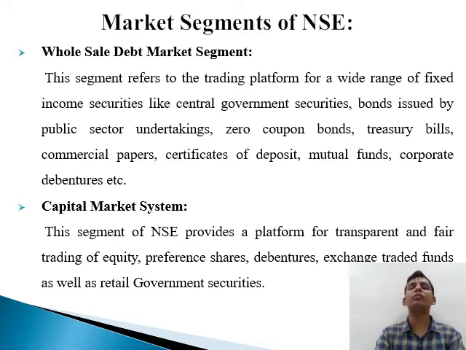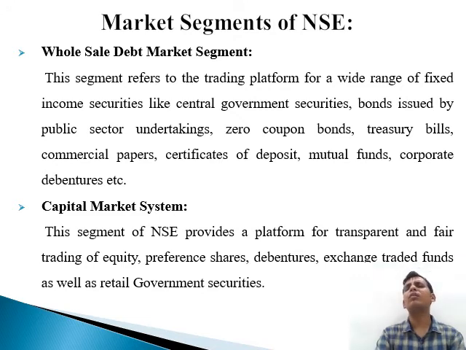The second market is the capital market system. Again, this system of NSE provides a platform for transparent and fair trading. So what are the various securities being traded or available in the capital market system? It can be equities, debt, preference shares, debentures, exchange traded funds and retail government securities. All these kinds of securities are available in the capital market system.